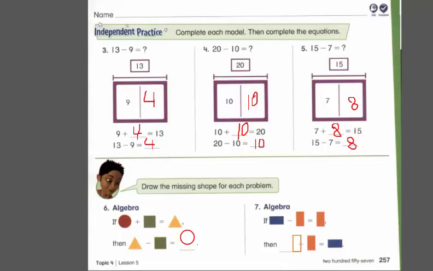If I use numbers instead of the shapes, for example, let's say 2 plus 3 equals 5. So the triangle is 5. The square is 3. And the circle is 2. So 5 minus 3 equals 2. Are we correct? Yes. Perfect.